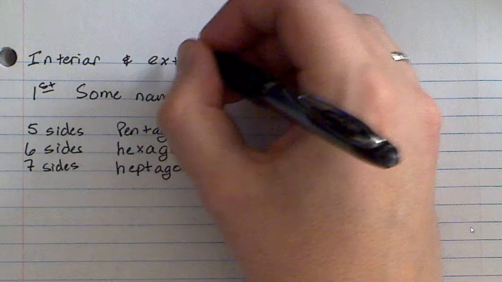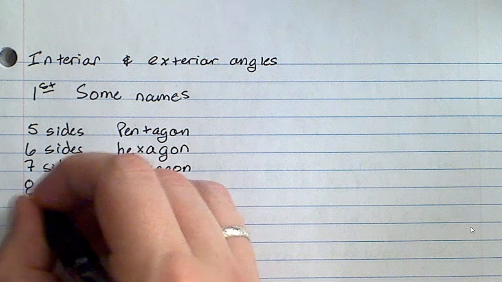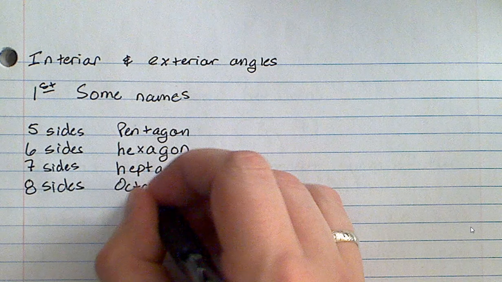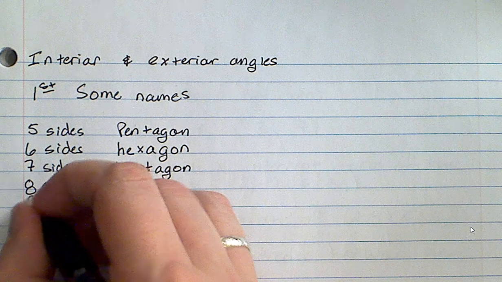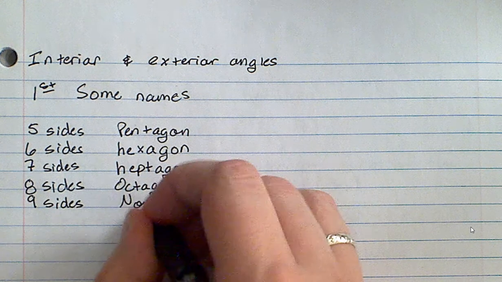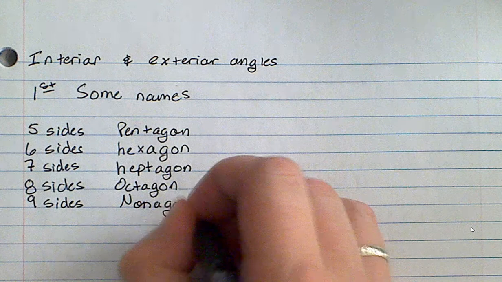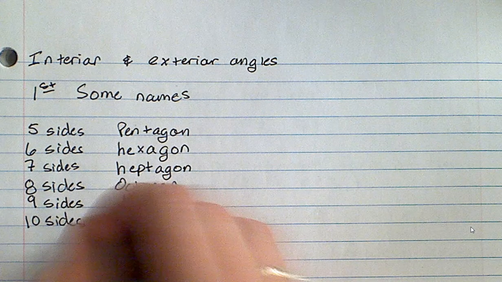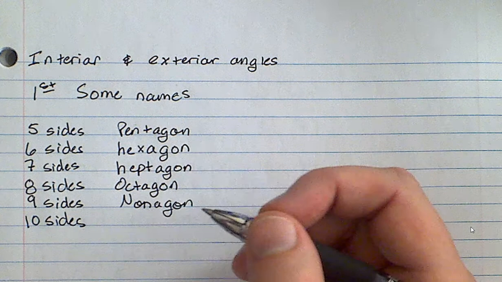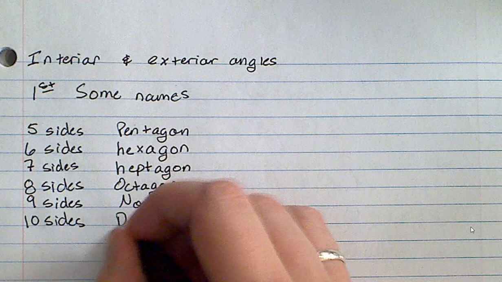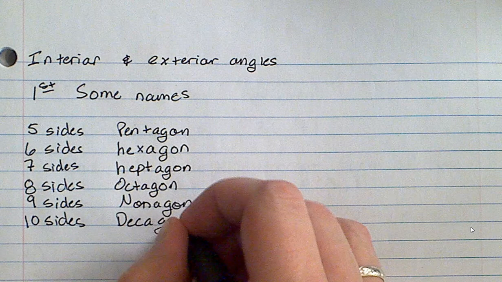Okay, so then next is 8 sides. Octagon, yep. 9 sides, something weird. Nonagon. And 10 is a decagon.